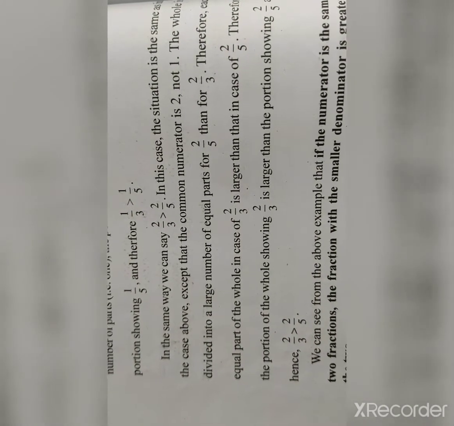Note that in 1 upon 3 the whole is divided into a smaller number of parts than in 1 upon 5. The equal part that we get in 1 upon 3 is larger than the equal part we get in 1 upon 5. Already we have seen, since in both cases we take the same number of parts, the portion of the whole showing 1 upon 3 is larger than the portion showing 1 upon 5, and therefore 1 upon 3 is greater than 1 upon 5. In the same way, we can say 2 upon 3 is greater than 2 upon 5.